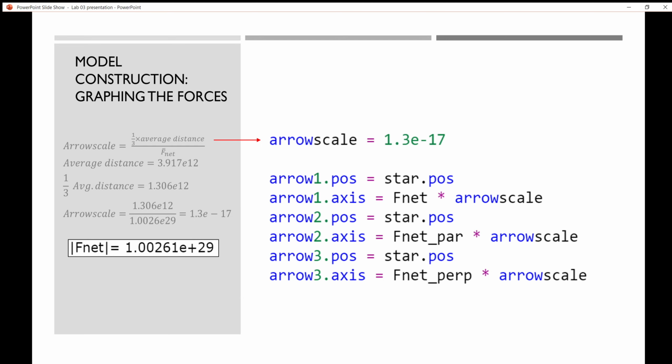Finally, in the last section of the model construction, I graphed the forces by finding an arrow scale that would be visible and not too large for the scale of the model. I took 1/3 of the average distance between the star and the black hole and divided it by an F-net value. My arrow scale came out to be 1.3 times 10 to the negative 17th.